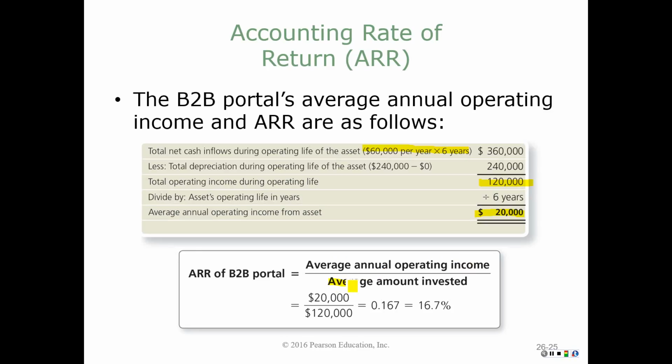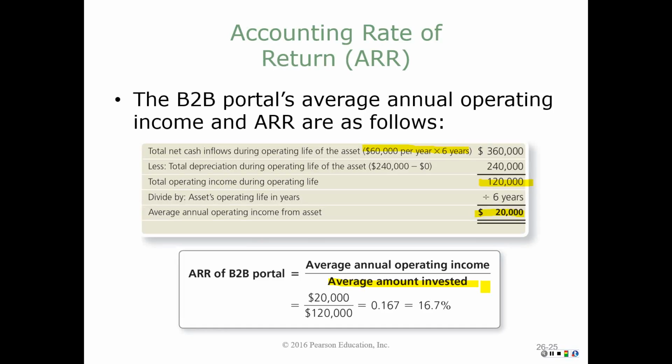So if I know the average annual operating income of $20,000, I would simply divide it by, and once again, it's not the amount invested, it is the average amount invested. And the average amount invested is simply the amount you paid for the asset, less the residual value divided by 2. We don't have a residual value here. And so, I'm sorry, the amount you invested plus the residual value, because that you can recover, divided by 2.